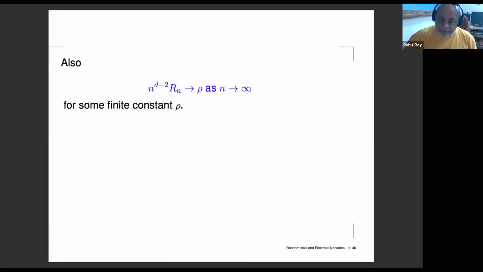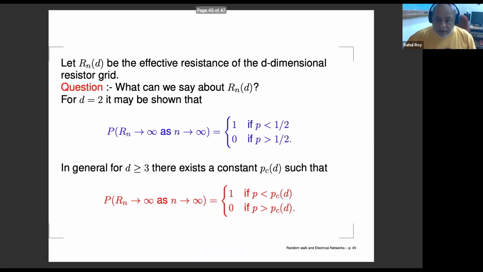Okay. As an exercise, before I finish this, I want you to show what happens when d equals 1. So in d equal to 1, if you randomly put resistors or remove them, what happens? So that is an exercise for this part.